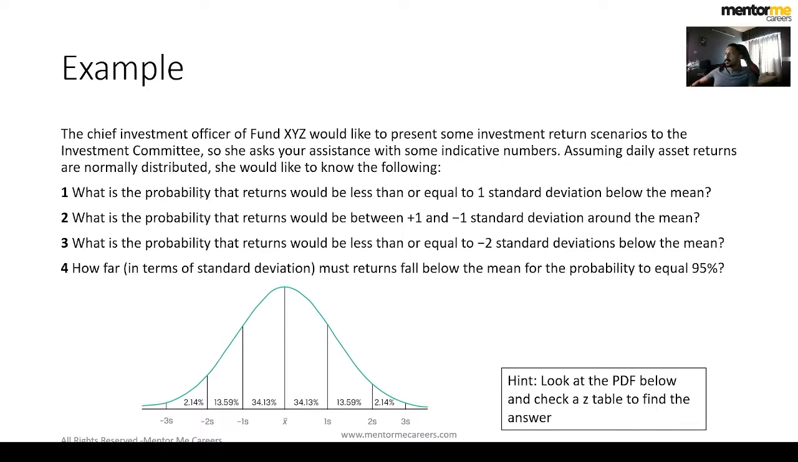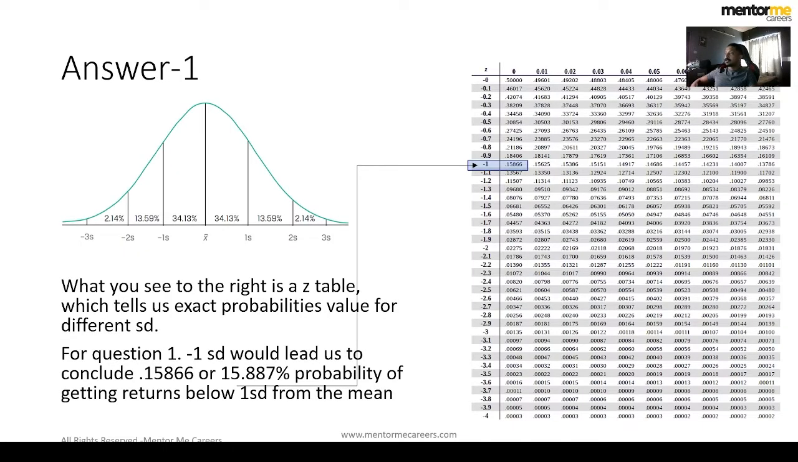Assuming that this data is entirely normally distributed, the first question is, what is the probability that the returns would be less than 1 standard deviation below the mean? Okay, so then we're basically talking about this area. Now the way to do it is to look at a z table. What the z table does is, for different z values, or whatever standard deviation we are looking at, it gives us the probability up to that level.